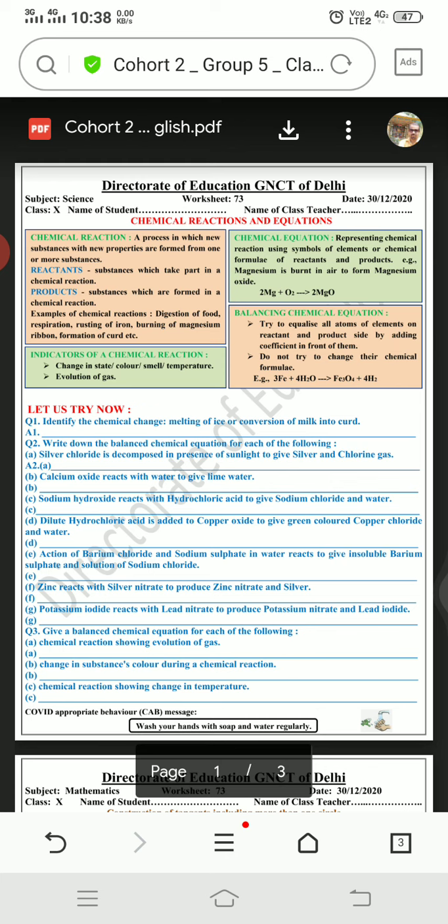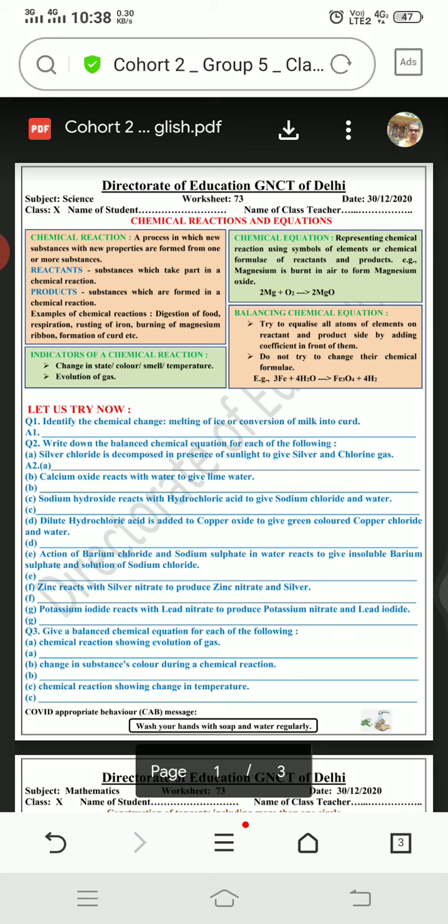But there is no change in the chemical formula. The chemical formula will remain intact. We cannot change the chemical formula of any substance. Like Fe3O4 is forming, so we cannot change the formula of Fe3O4. We cannot make it Fe2O3 to balance the chemical reaction. The balancing of a chemical reaction is meaningful only when the formulas of the chemical compounds remain intact.